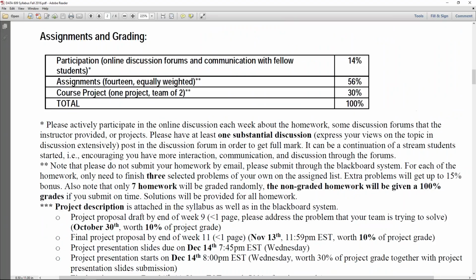And here is the key. So we would have participation, which is really the online discussion forums and communication with fellow students, which is 14%. I actually consider it as free because if every week you can post something on the discussion board, you would get that 14%.